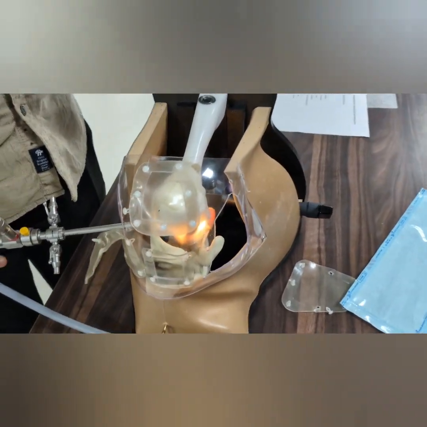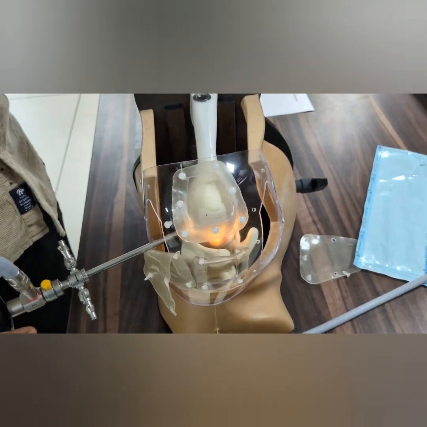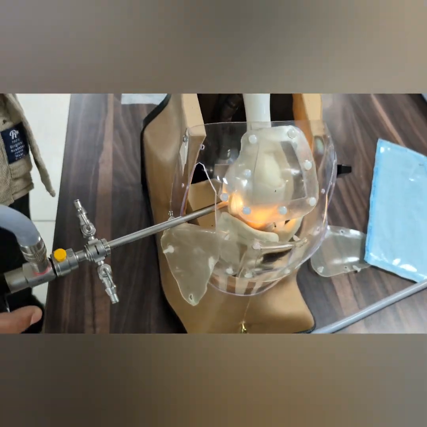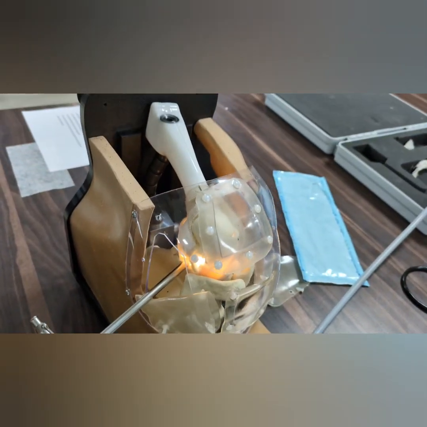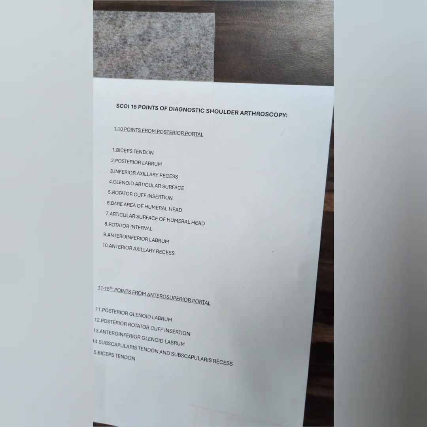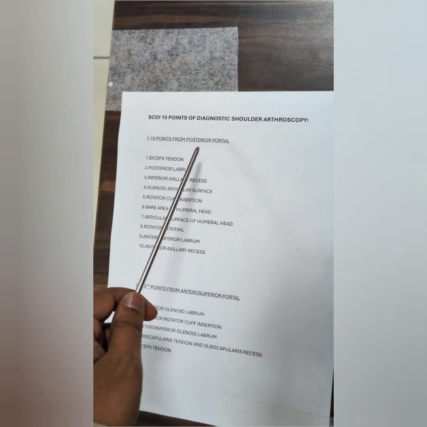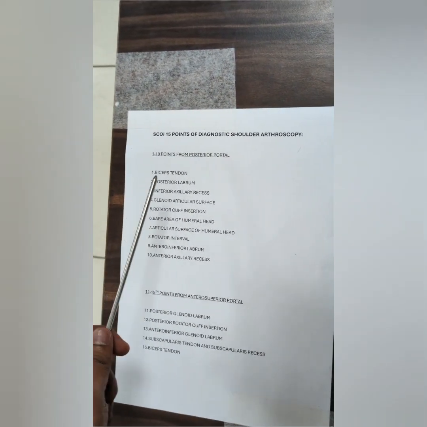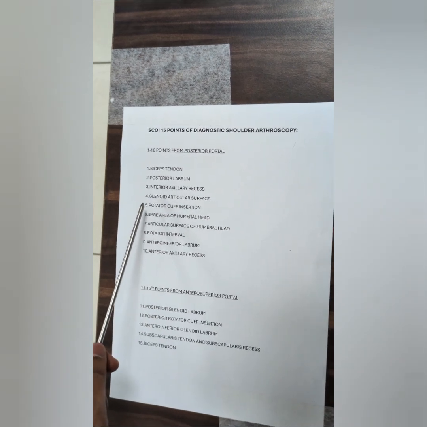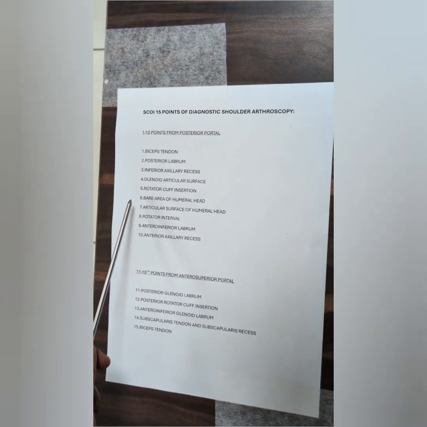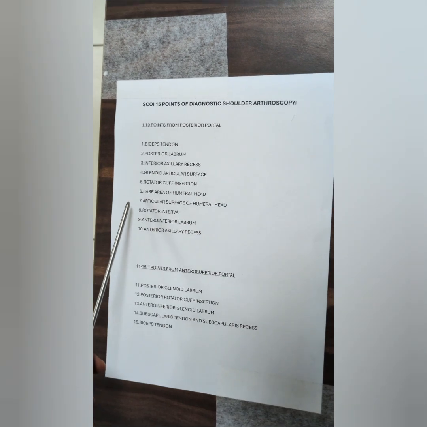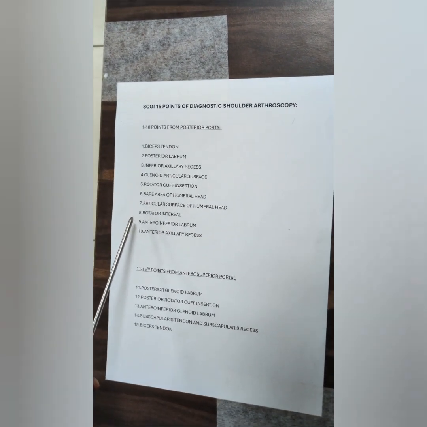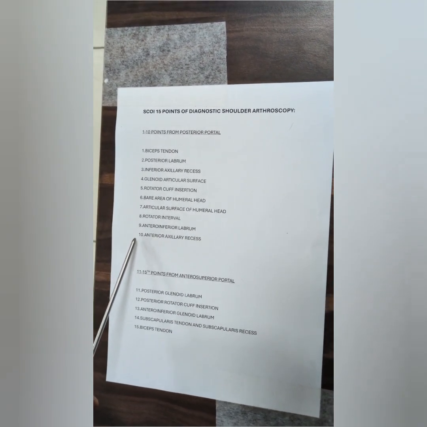So we have a shoulder model here, and we should know how to use a scope, and we have to find out all the structures in the shoulder joint step by step. So we have all 15 structures to see in the diagnostic arthroscopy. So from the posterior portal, we'll identify biceps tendon, posterior labrum, inferior axillary recess, glenoid articular surface, rotator cuff insertion, bare area of humeral head, articular surface of humeral head, rotator interval, anterior-inferior labrum, anterior axillary recess.